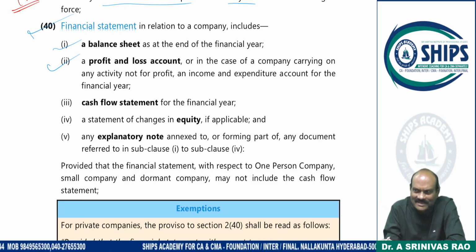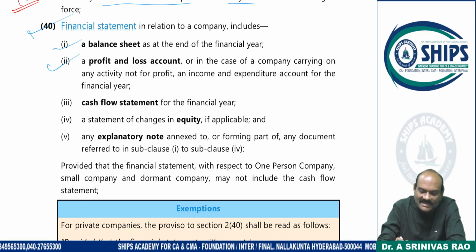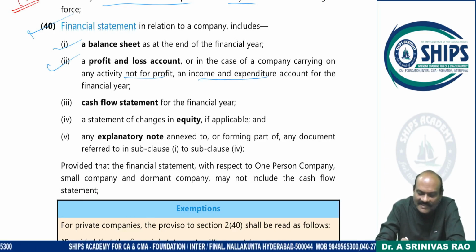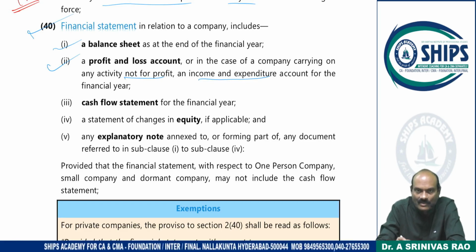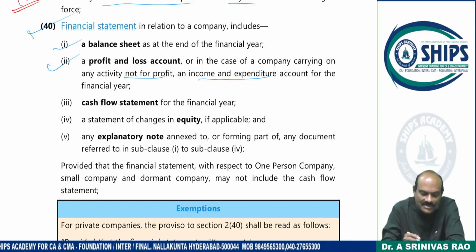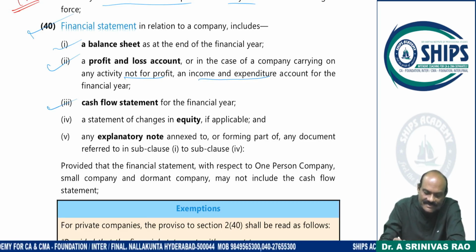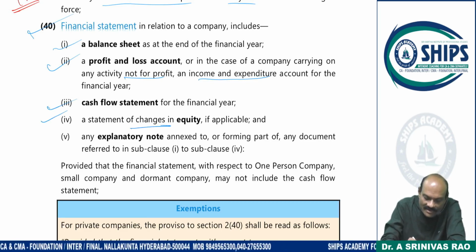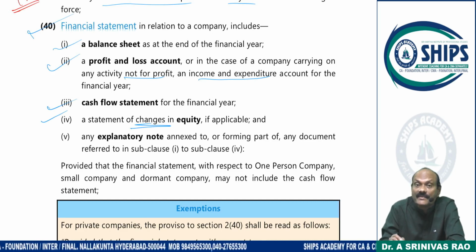Net profit or net loss, whatever. In case of a company carrying on the activity not for profit, a section 8 company, they have to prepare receipts and payments account, income and expenditure account and balance sheet, and cash flow statements. Statement of change in equity.